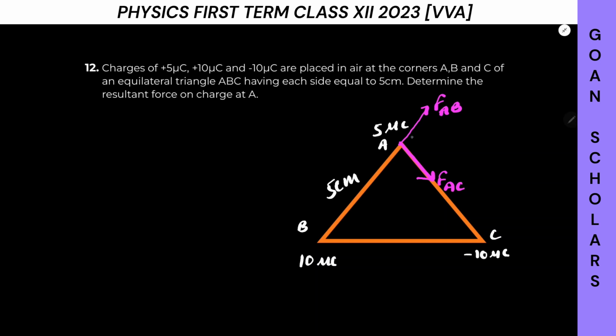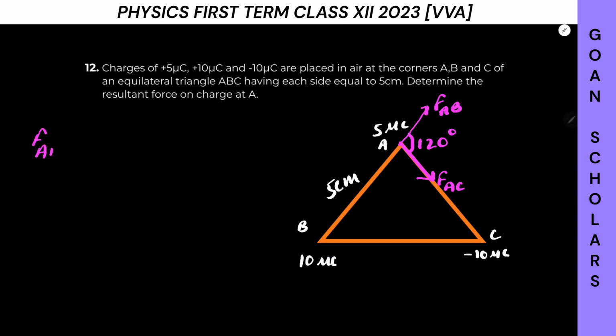Now what will be the angle? This angle. We know this is an equilateral triangle, so this angle is 60 degrees. So the outer angle will be 120. So this is 120. And this is very important. First thing, putting the arrows and finding the angles. Once you find the angle, then you can easily find the resultant force. So let's find the magnitude of FAB.